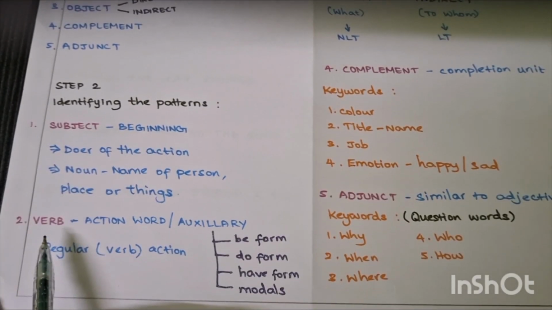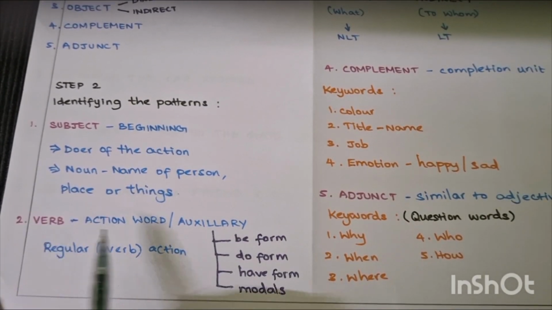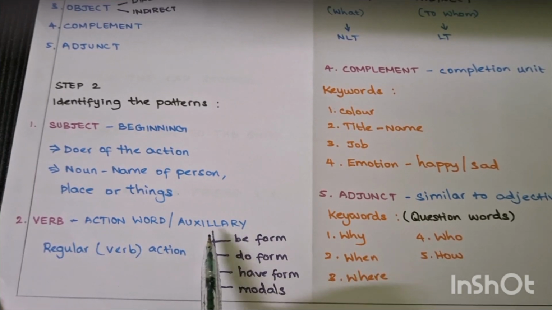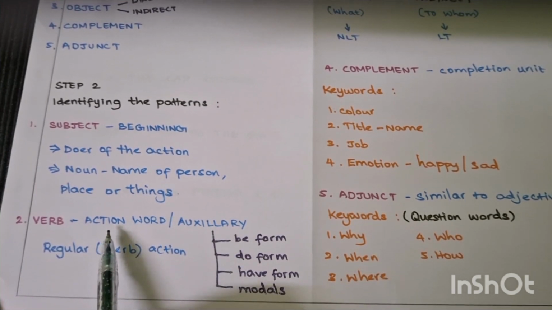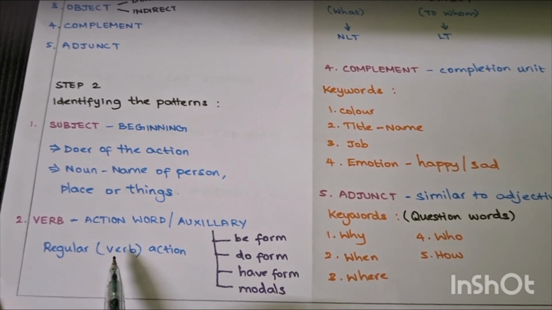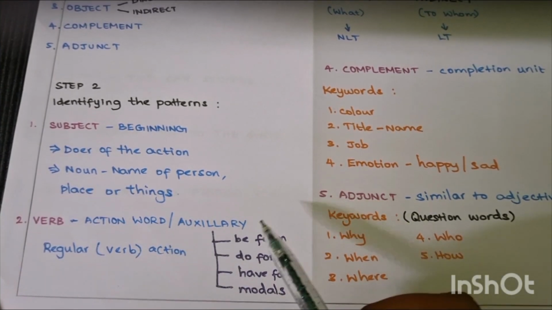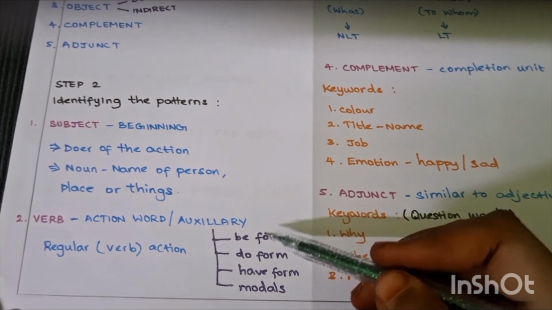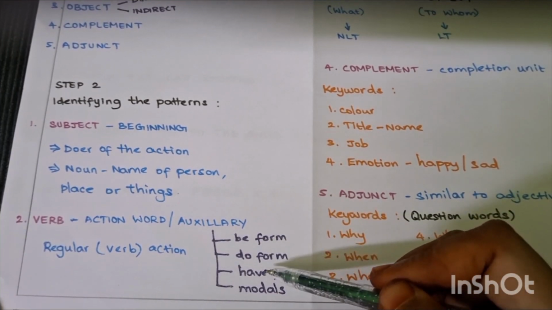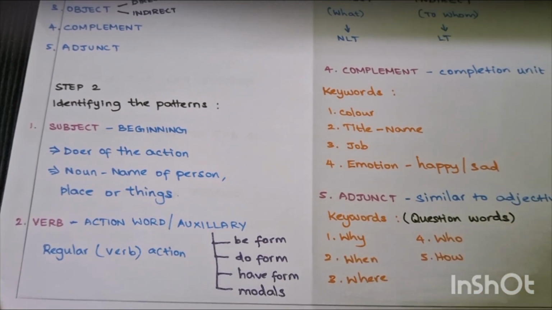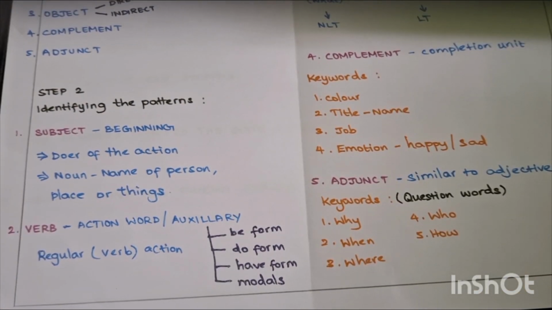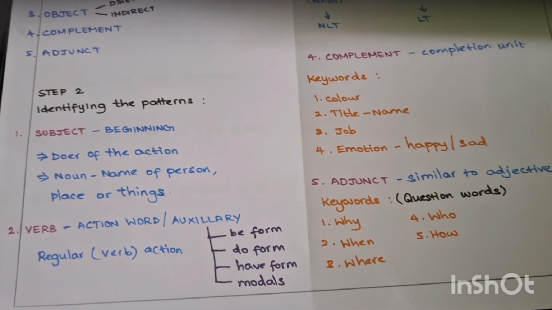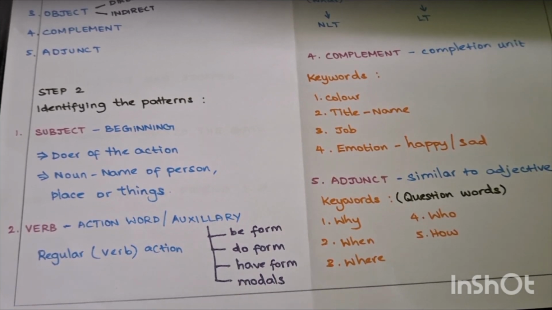The second one is verb. Verb means action word, or it may be an auxiliary verb. Action words come under regular actions we do, like drink, run, walk, talk, like that. And in auxiliary verbs we can see 4 types: be form, do form, have form and modals. I have already made a video regarding the auxiliary verbs in detail. Those who didn't watch it yet, please do watch.